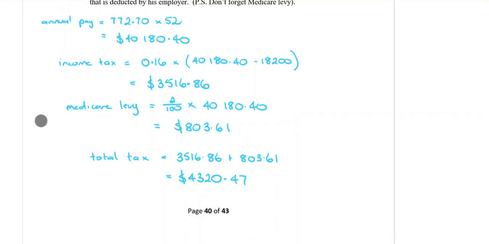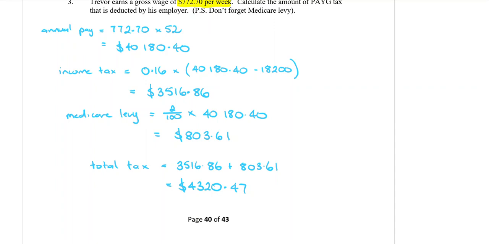$4,320.47. That was quite a big question because there were 4 different things there that we had to calculate. Okay, so this is the last exercise in our chapter, so you need to finish off the rest of the pages in your booklet.